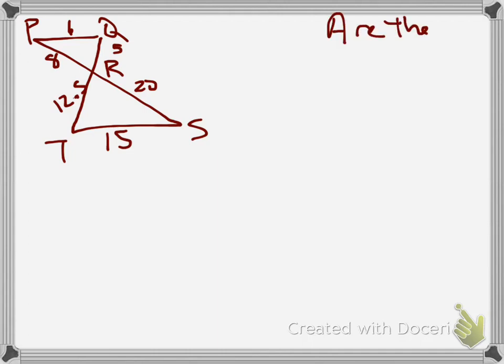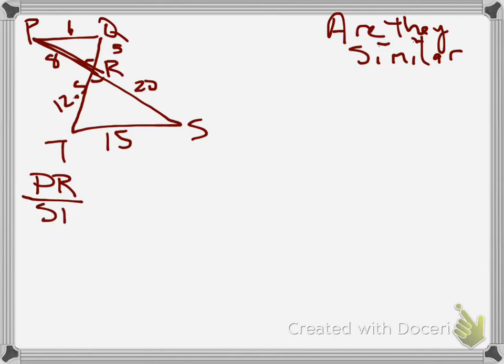All right, are they similar? Okay. So if I look at this, again, I already can say angle R and angle R is congruent to itself. Okay, so based on that, I've got that. But I don't need to worry about that. But I could say, if I look at PR to SR, sorry. Okay, so PR to SR. I say 8 over 20.